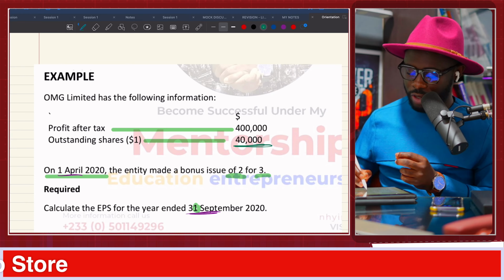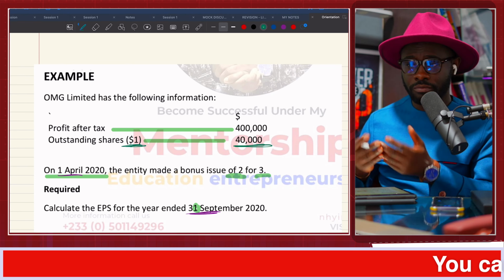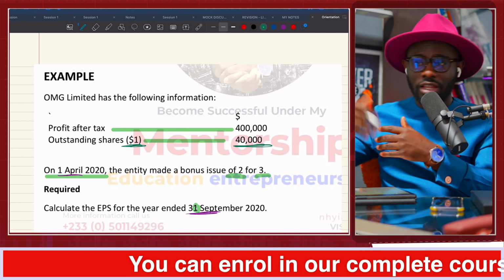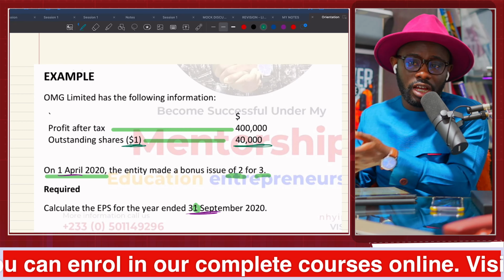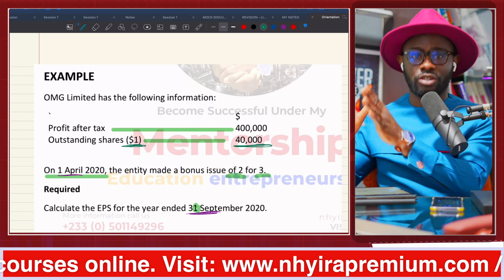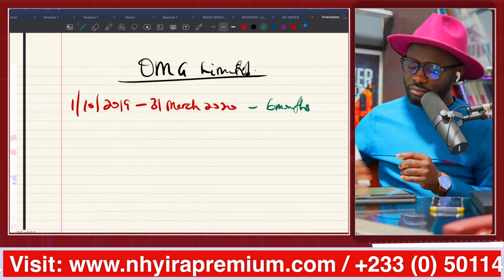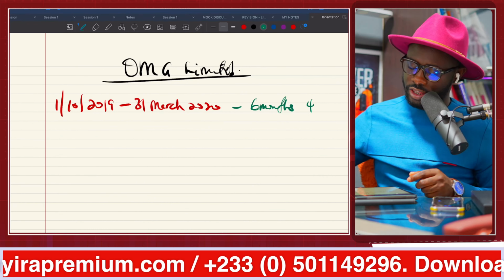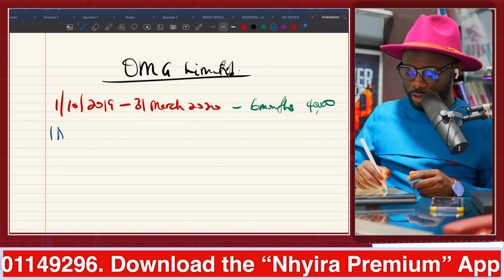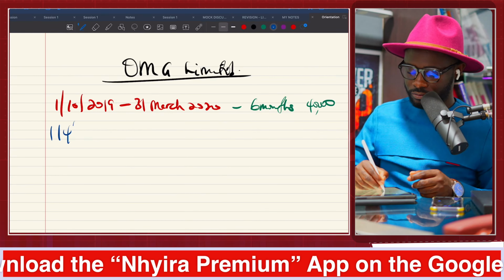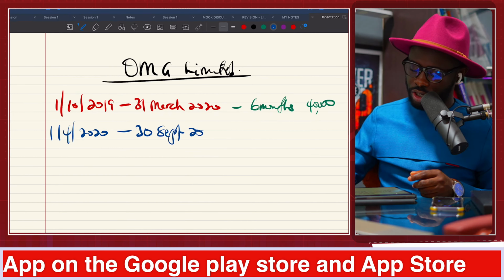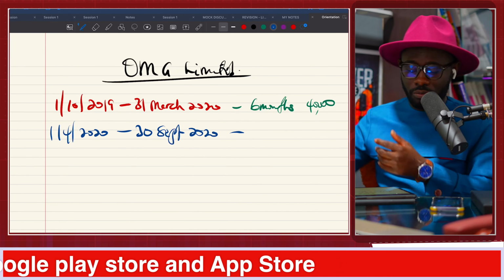So for 6 months, they were having the outstanding shares of 40,000. Now remember, the nominal value of the share is $1. So it means the number of shares will still be the same. If it was 0 point something, it would have changed. But 40,000 divided by 1 is still going to be 40,000. So no cause for alarm in respect of that, right? So for the 6 months, we had 40,000 shares outstanding. Then from 1st April 2020 to the year ended 30th September 2020, I think that will also be another 6 months.